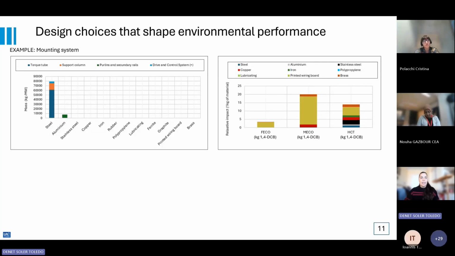And here it's important to say that the quantity of materials has a very big impact on the result, but it's important to know that different materials, even when they are in a small quantity in the system, have a direct impact.